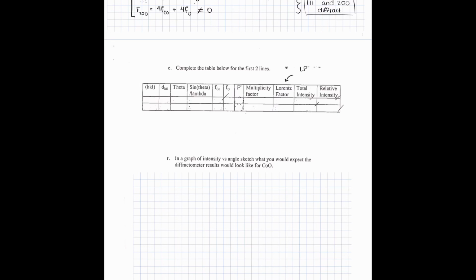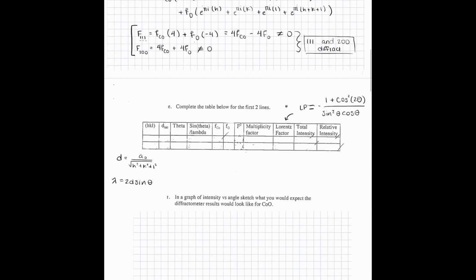Okay, so part E. Part E, you're going to need a couple equations. You're going to need d is equal to a naught over the square root of h squared plus k squared plus l squared. You're going to need lambda is equal to 2d sine theta, which is Bragg's law. And you're going to need the Lorentz factor equation, and that's going to be 1 plus cosine squared 2 theta over sine squared theta cosine theta. Awesome. So let's go ahead and start.